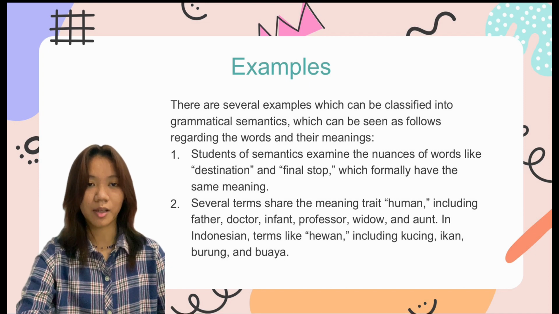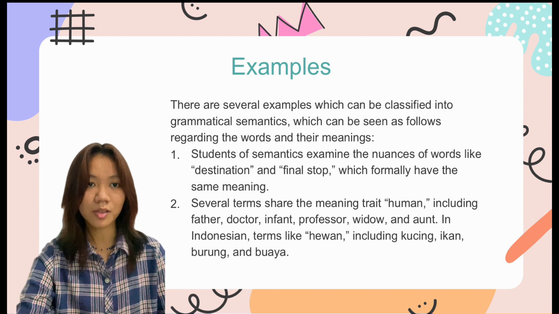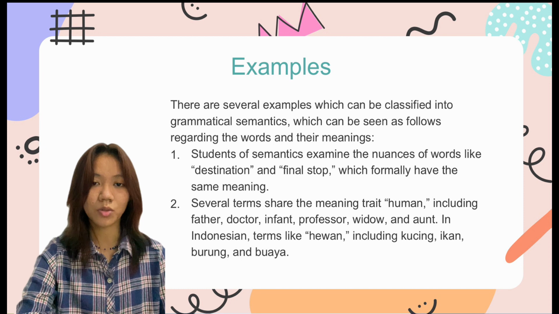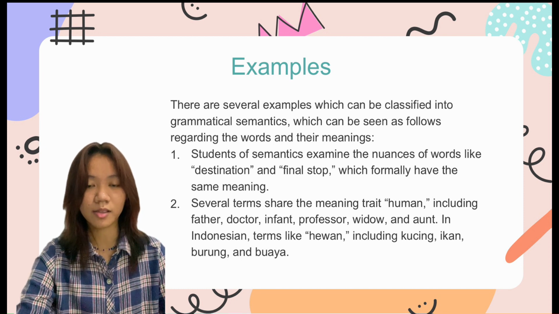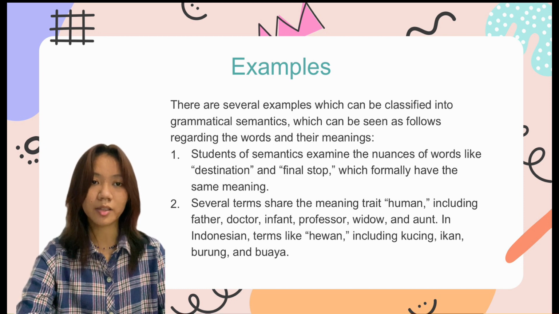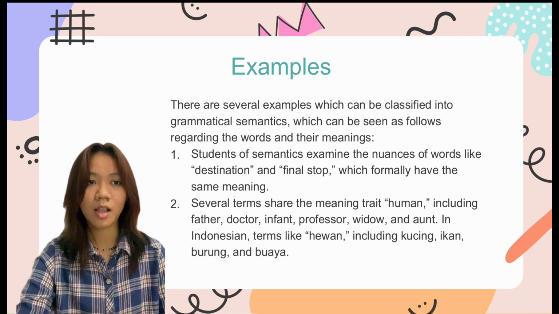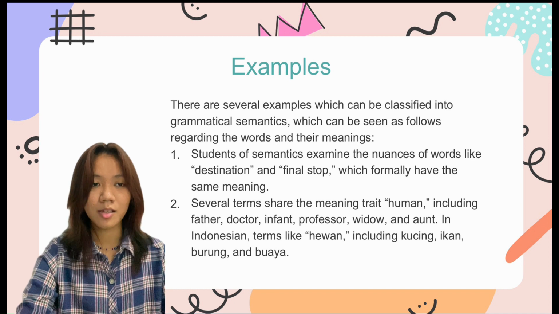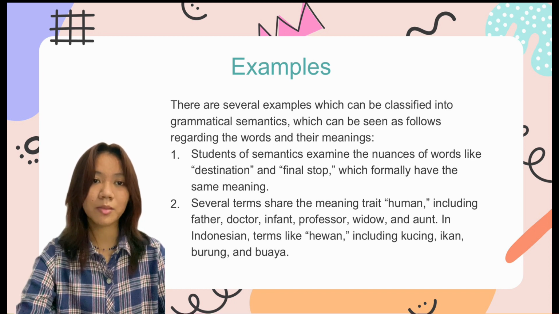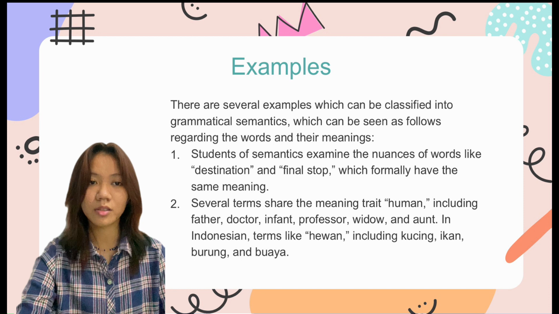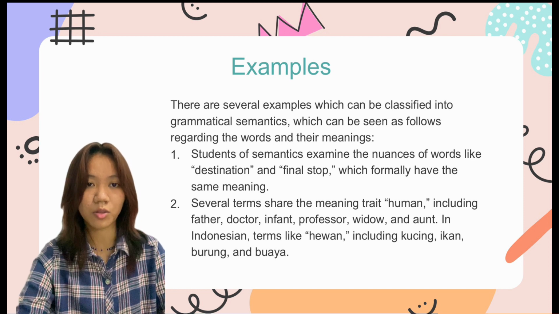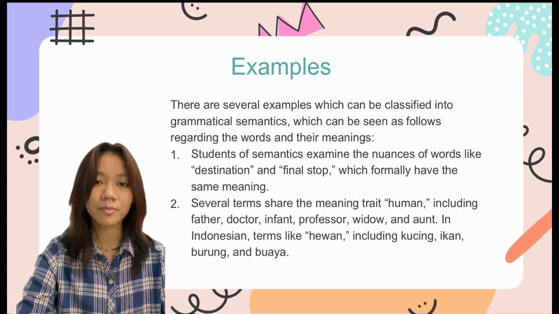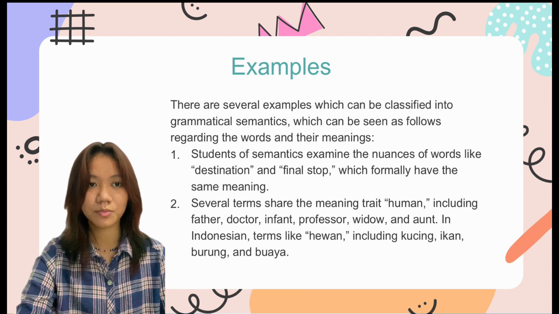Now we're moving to the examples. There are several examples which can be classified into grammatical semantics, which can be seen as follows regarding the words and their meanings. First, students of semantics examine the nuances of words like destination and final stop, which formally have the same meaning. Second, several terms share the meaning trait human, including father, doctor, infant, professor, widow, and aunt. In Indonesian, terms like hewan, including kucing, ikan, burung, and buaya.